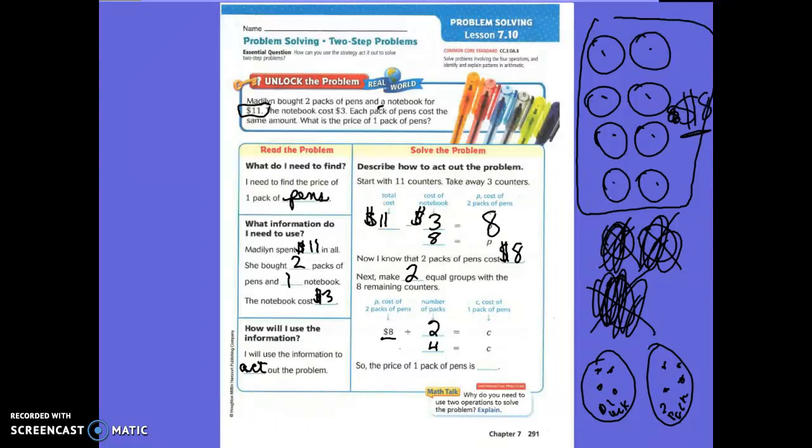So now let's check our answer. We bought 2 packs of pens. That's $4 and then another $4. Then we bought 1 notebook. That's 4 plus 4 plus 3 equals 11. 4 plus 4 is 8, 9, 10, 11. Yes, so our 2 packs equal $8, so one pack of pens equals $4. Okay, next page.